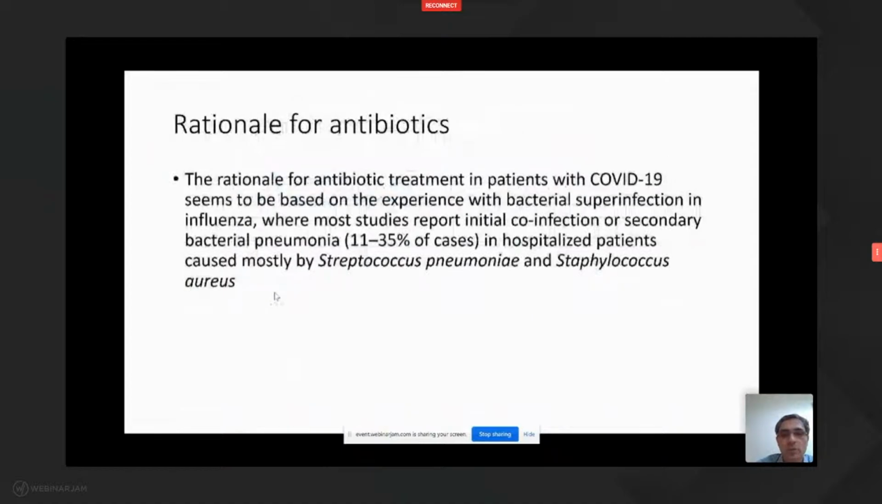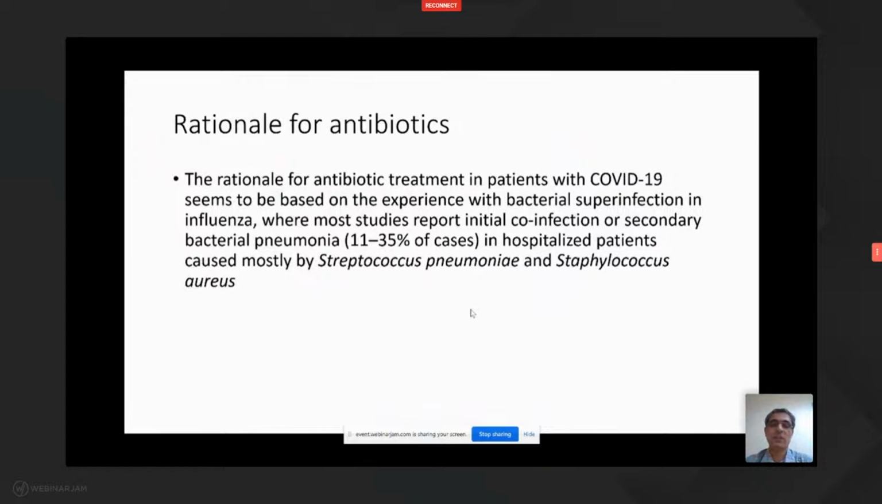So why do we need to give antibiotics? What is the rationale for antibiotics? The rationale is very simple. The antibiotic use is based on the experience with bacterial superinfection in influenza. In the olden days, we used to call this a double pneumonia. The double pneumonia used to be an influenza pneumonia followed by a secondary bacterial pneumonia.